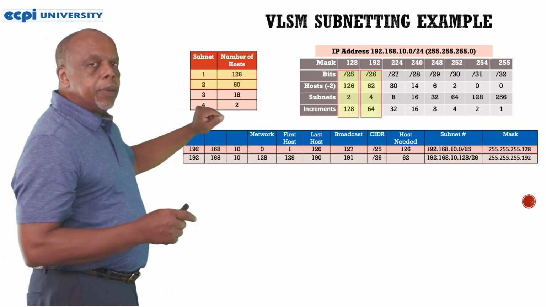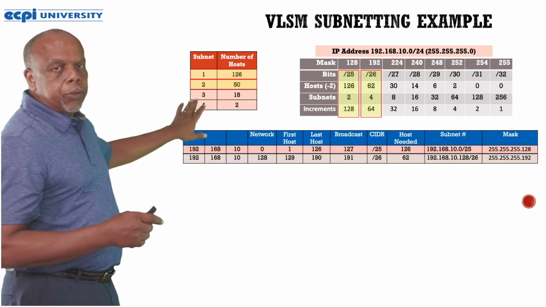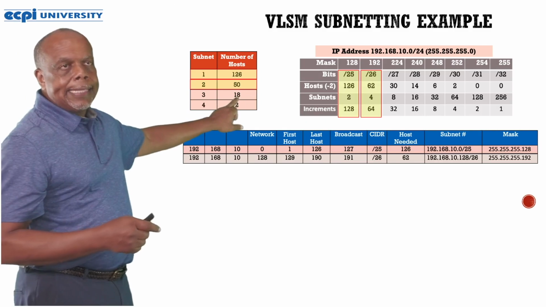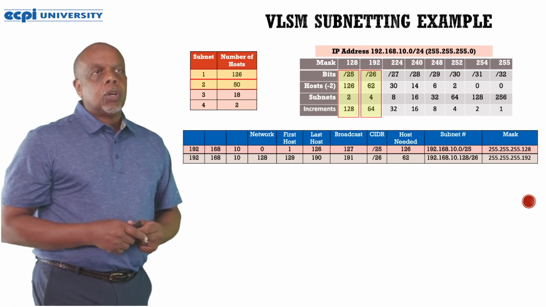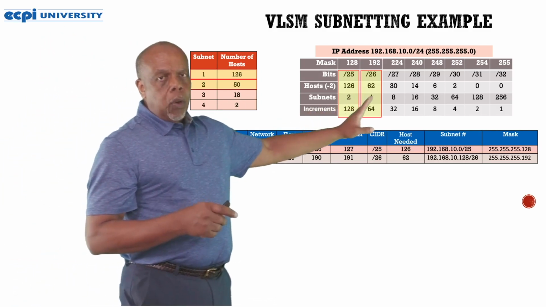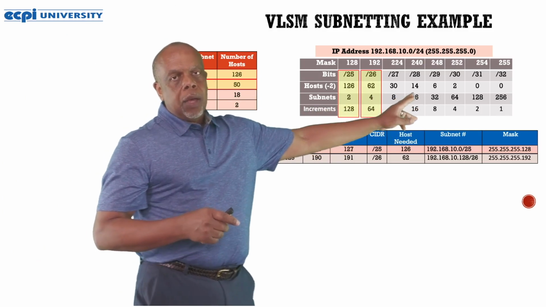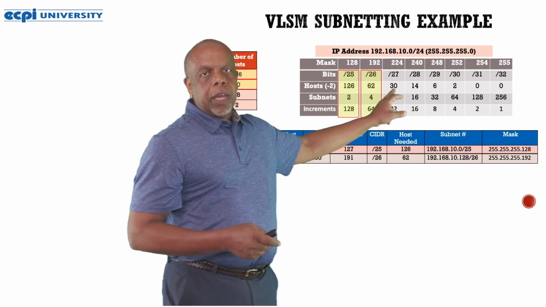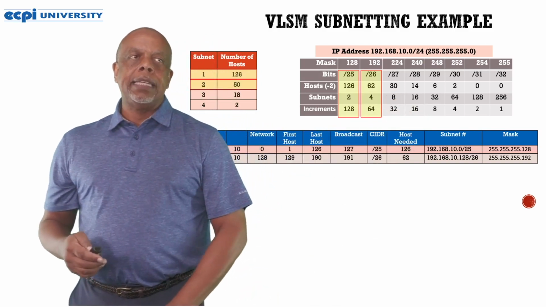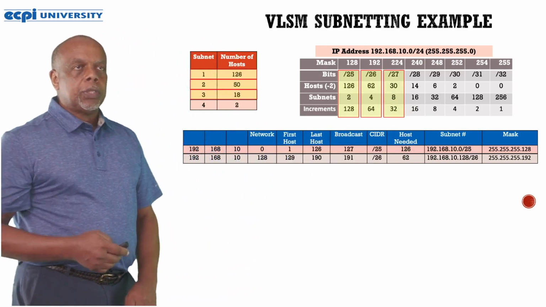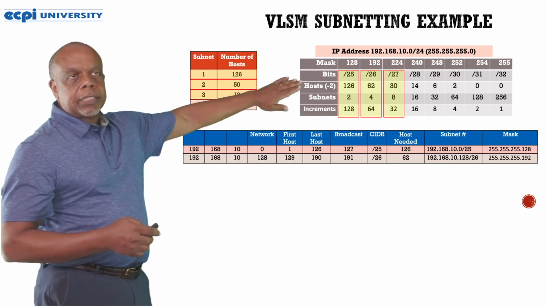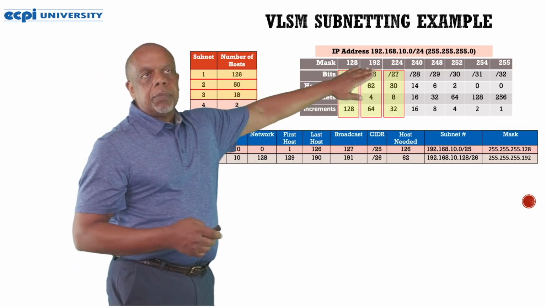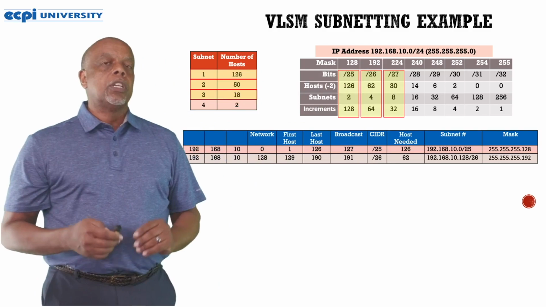All right, let's go to subnet 3. In network 3, I need 18 hosts. So where would I have to subnet to get 18? Well, I can't do 14, right? So I actually have to come up here to 30. So that's where I'm going to subnet to be able to get 18 usable hosts. So it's going to be a CIDR of 27. It's going to be 255.255.255.224 as the mask.